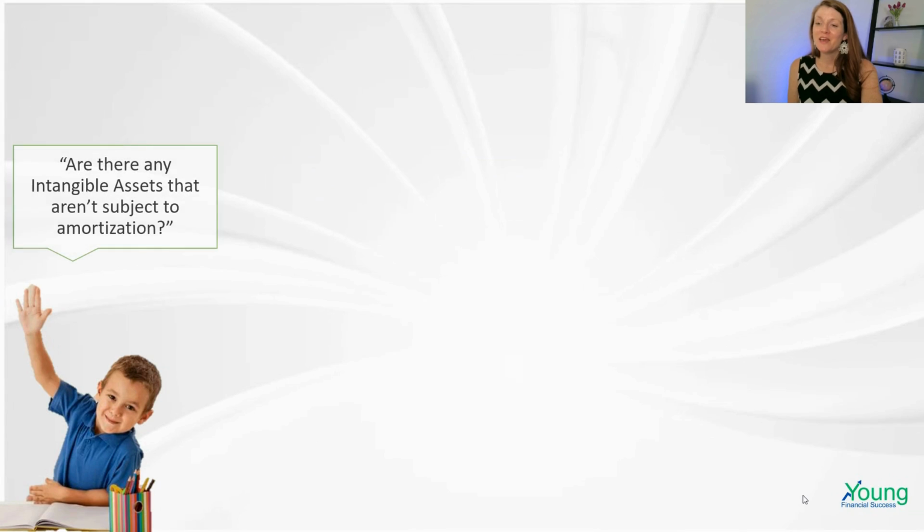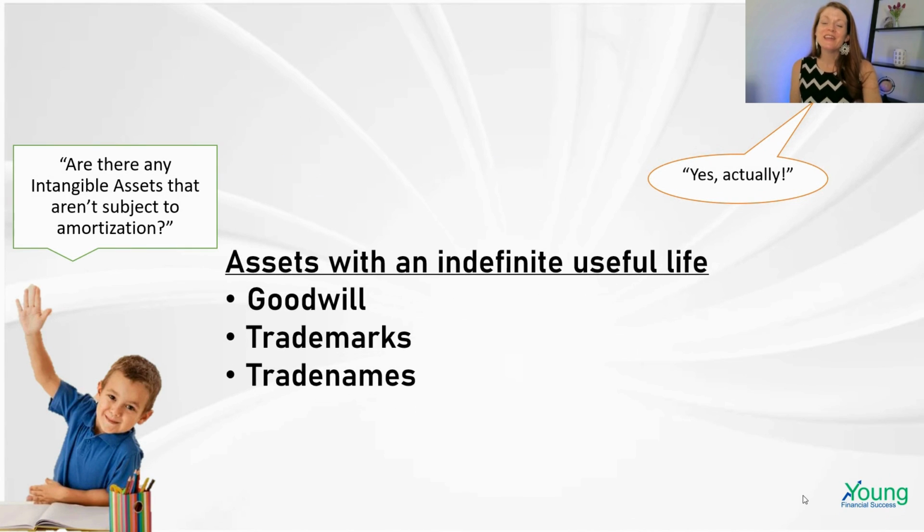Our final slide of this video, but we still have more to come in this chapter, not quite done yet. All right, we got little Timmy here. Are there any intangible assets that aren't subject to amortization? Yes, actually. So we have assets that have indefinite useful lives, like goodwill, trademarks, and trade names, that we would not amortize. And there may be also some other ones like this, even copyrights, sometimes we do not amortize. So if they have an indefinite useful life, and that's included always with goodwill, we will not amortize those. You are going to see in the next video where we start testing for impairment for things like goodwill.